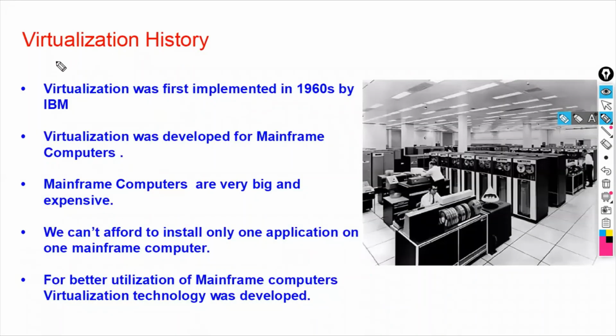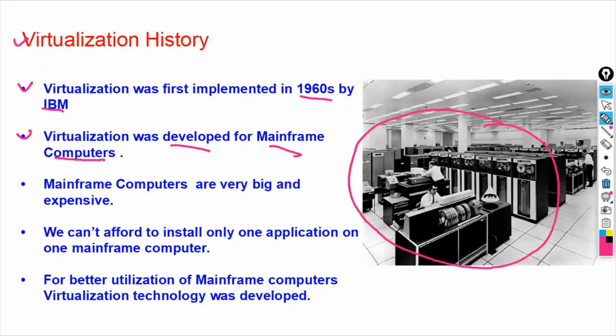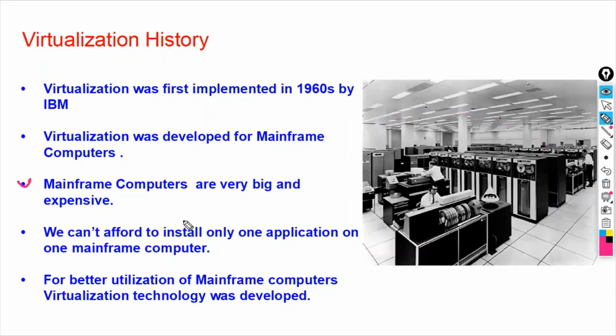Moving forward, we'll see virtualization history. Virtualization was first implemented in 1960s by IBM. Virtualization was developed for mainframe computers. This is the mainframe computer, and mainframe computers are very big.